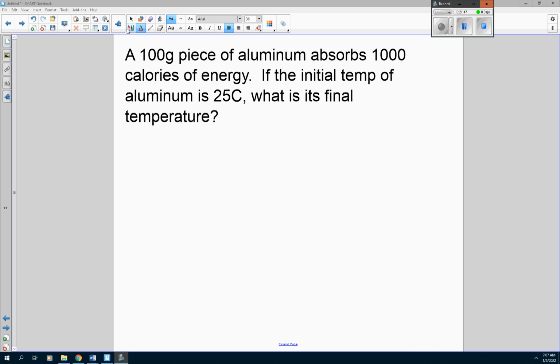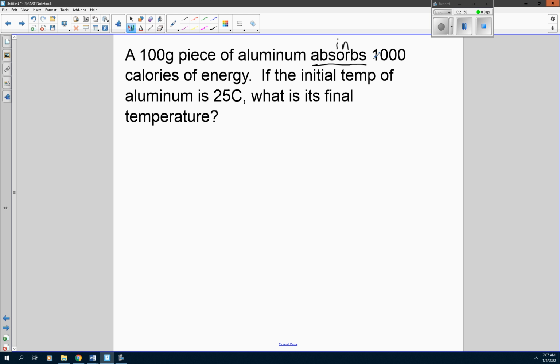Okay. So in this problem, we've got a 100 gram piece of aluminum that absorbs 1,000 calories of energy. You could assume that because it says absorbs, that means heat is going into the object. So if the initial temperature of the aluminum is 25 degrees Celsius, I'm just going to say the 1,000 calories is Q. What's the 25C? Is this the change in temperature? Well, let's read the rest of the question. It says, what's the final temperature?